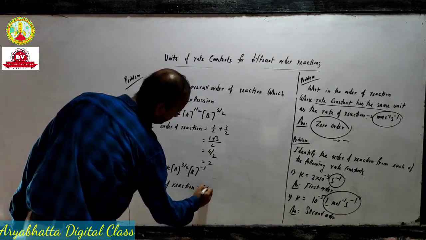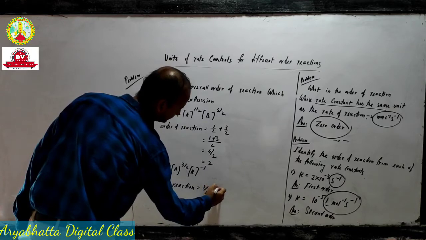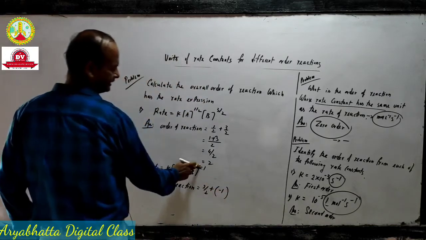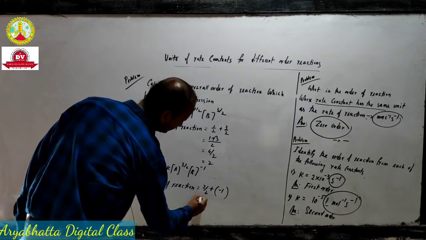This will be how much? 3/2. Just add the powers. Okay, add both the powers. And if there is a minus, just put it in brackets. It will seem easy to you.